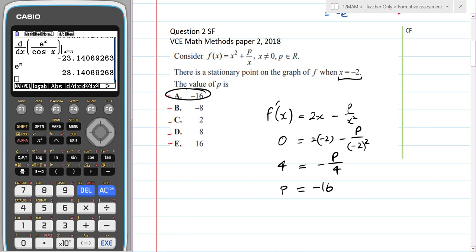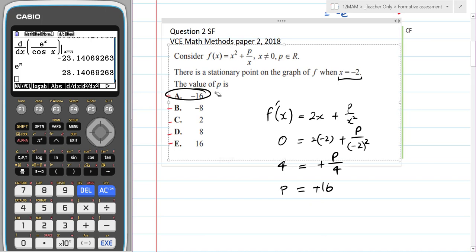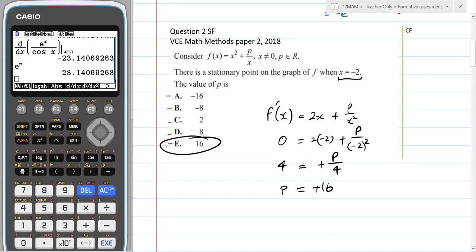Connor: Why do you get -p over x? Oh, sorry, that's my fault. Translation error. I'm feeling the pressure more than normal when I'm doing it in front of you guys. p is 16, so E. My apologies.